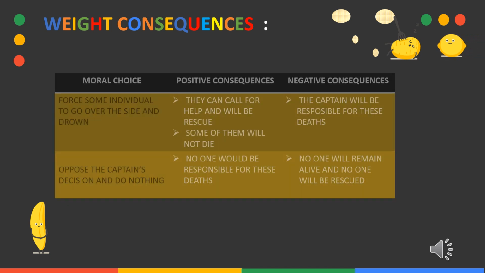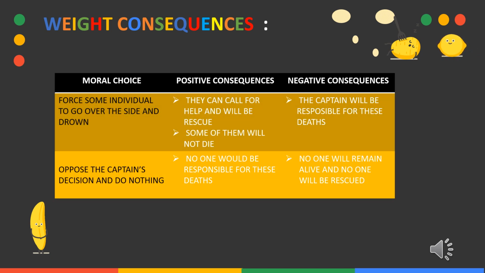Weigh consequences. Moral choice: force some individuals to go over the side and drown. Positive consequences: they can call for help and will be rescued. Some of them will not die. Negative consequences: the captain will be responsible for these deaths.